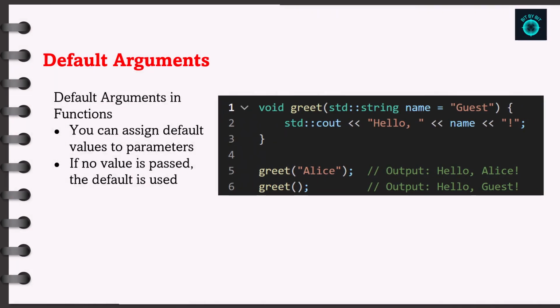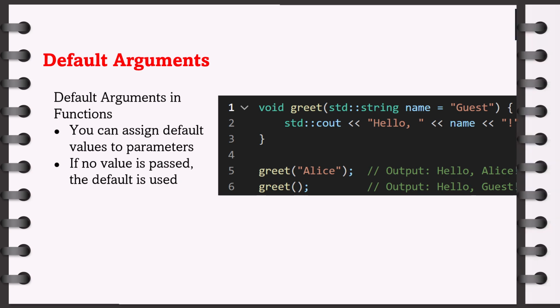Default arguments. In C++, you can assign default arguments to function parameters. This means that if the caller doesn't provide a value, the function uses the default. In this example, the function greet takes a name. If a name is passed, like Alice, it prints hello Alice. If no name is passed, it uses the default, guest, and prints hello guest. Default values must be set in the declaration or definition, but not both.